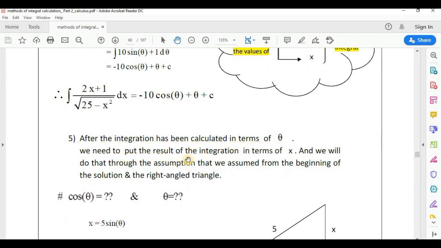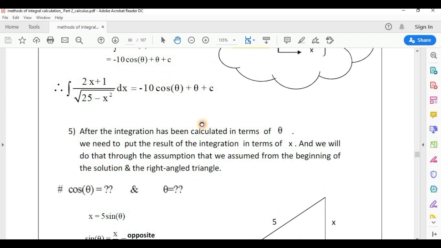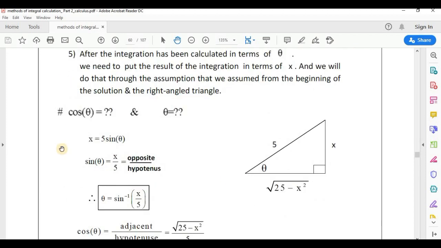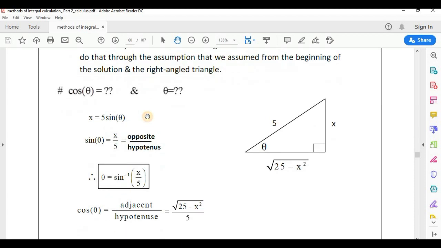We need to put the result of the integration in terms of x, and we will do that through the assumption that we made from the beginning of the solution and the right triangle. In this case we need to find cosine theta and theta. How will we do that? We will do that from our first assumption. Our first assumption was x equals 5 sine theta.